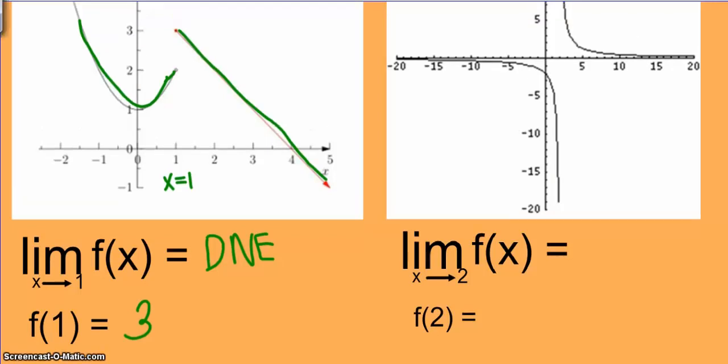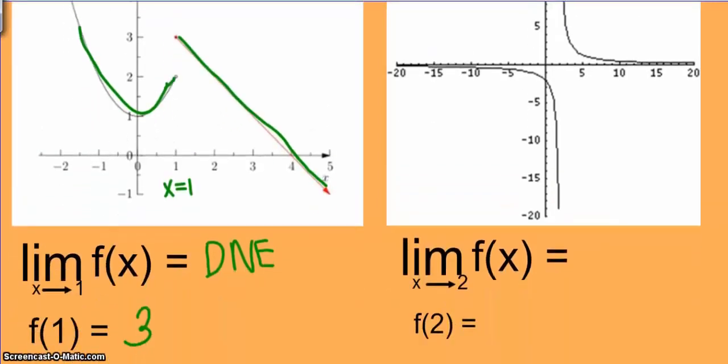In our next example, we want to find out the limit of f of x as x approaches 2. So we're going to start from the left and follow the graph. It goes down from the right. As we approach 2, we're not going to get the same value because the graph is going off towards negative infinity and then it's going up towards positive infinity. So the limit here does not exist.